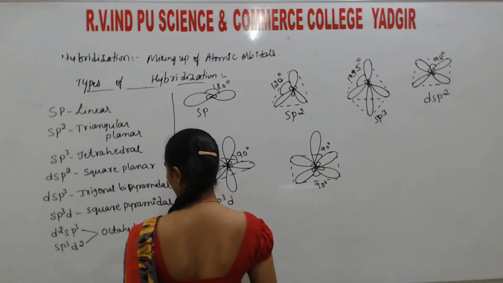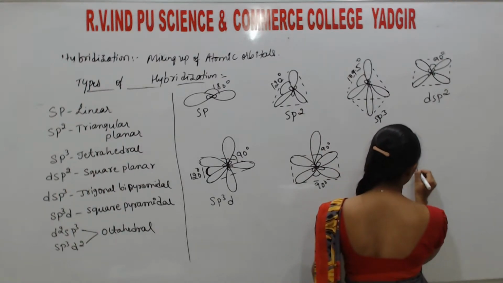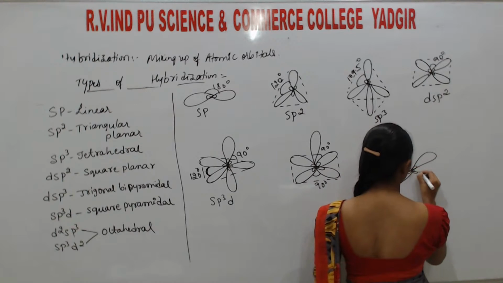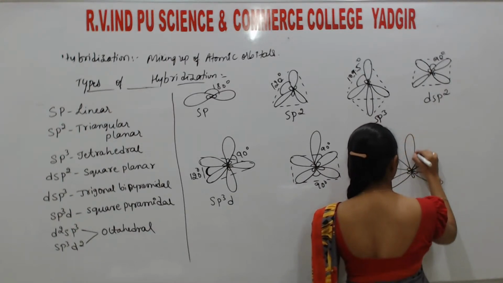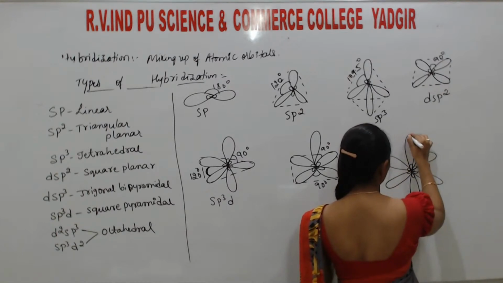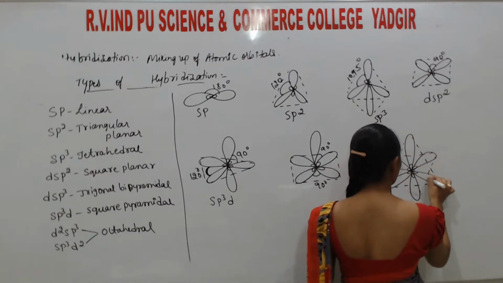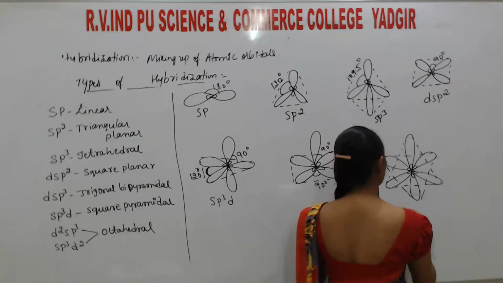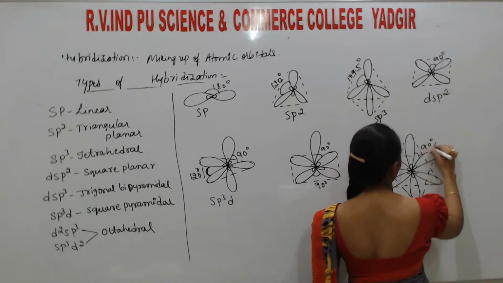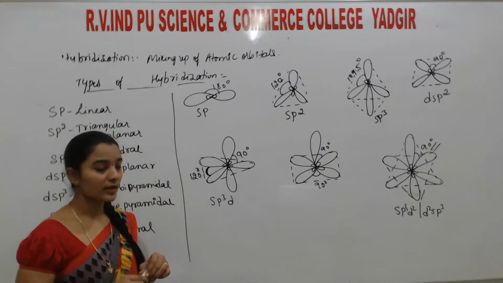Okay. Next, this one is octahedral. So listen: 1, 2, 3, 4, 5, 6. Okay. This is the octahedral structure. In yesterday's class, I wrote all the structures, but these structures are written in what? sp3d2 and d2sp3. And the bond angles here are what? All are 90.